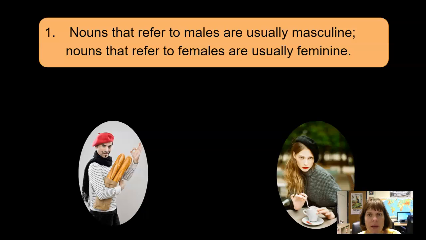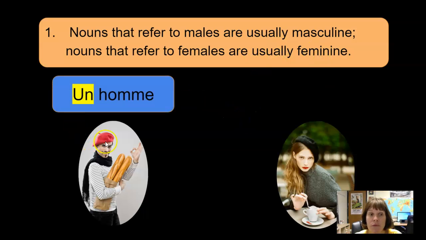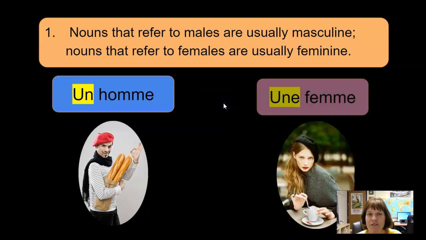So nouns that refer to males are usually masculine. Nouns that refer to females are usually feminine. That's pretty easy because if I'm talking about a man, obviously I'm referring to a noun as being masculine. Same thing, un homme. If I'm talking about a woman, it is easier to identify what the noun should be or what the indefinite article should be. Une femme, a woman. So un homme, une femme.